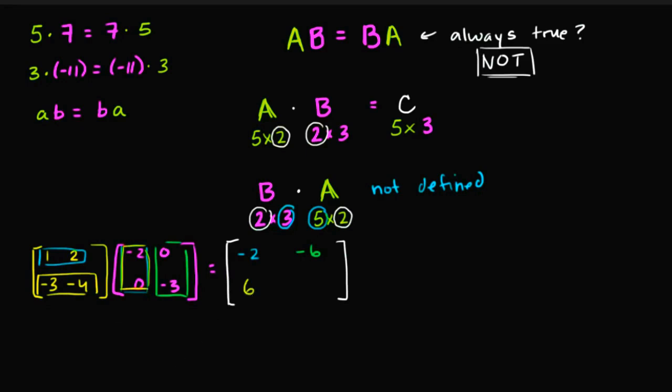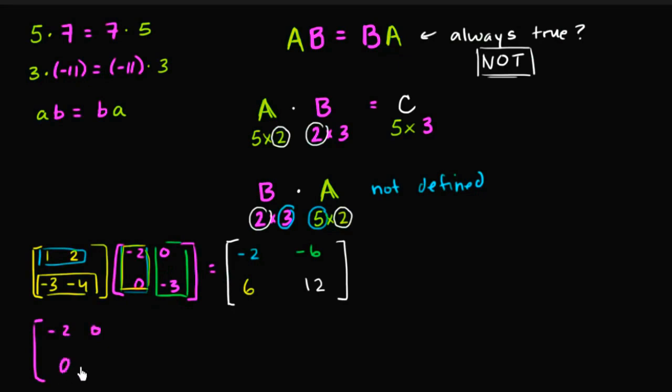And then finally, for this entry, it's going to be the second row times the second column. -3 times 0 is 0, and -4 times -3 is +12. So fair enough. Now what if we did it the other way around? What if we were to multiply?